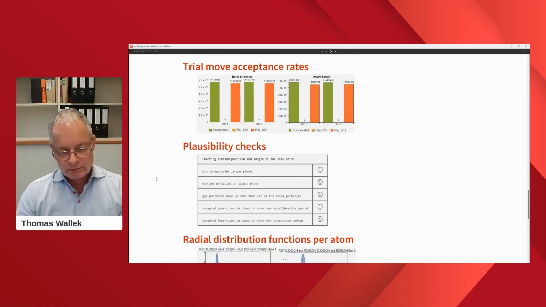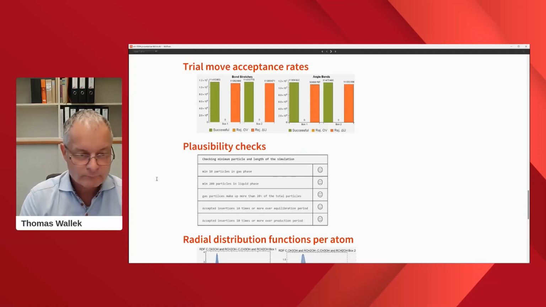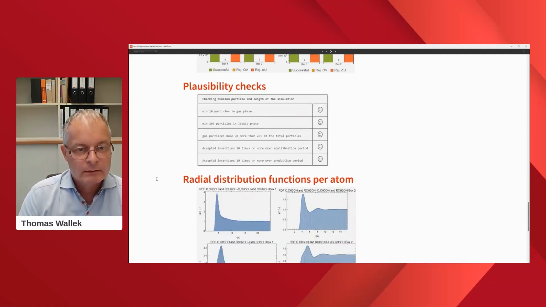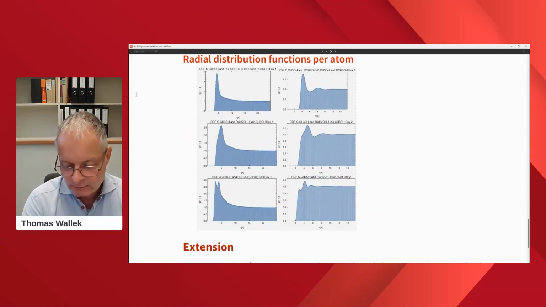What is also important are plausibility checks regarding the final particle numbers in the respective boxes, as well as the accepted insertions over the equilibration and production period. And finally, the radial distribution functions per atom or atom species pair can be checked visually, giving an impression about the structure of the vapor and liquid boxes in terms of the local density at some distance from a reference atom.